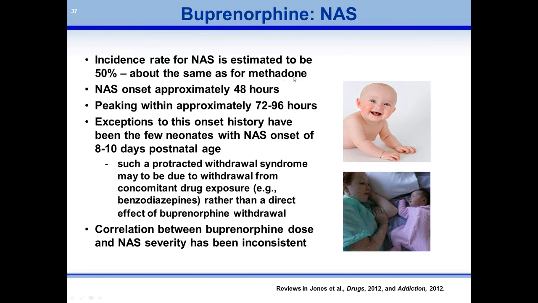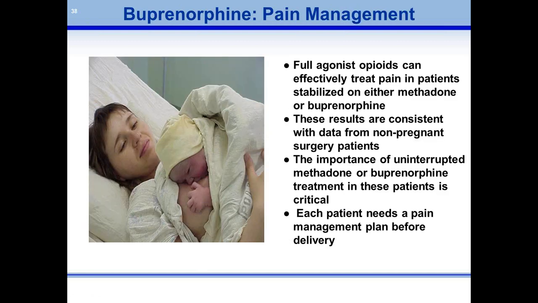In terms of neonatal abstinence syndrome with buprenorphine, the incidence is about the same as it is with methadone, about 50%. It takes about 48 hours for the onset of neonatal abstinence syndrome, and it can peak somewhere between 3 and 4 days. There have been a couple of reports about a longer onset, and I really think that if we look carefully at that, there might be some other concomitant drug exposure like benzodiazepines rather than just a direct effect of the buprenorphine withdrawal. And similar to the methadone data, the correlation between buprenorphine dose and NAS severity has also been inconsistent.